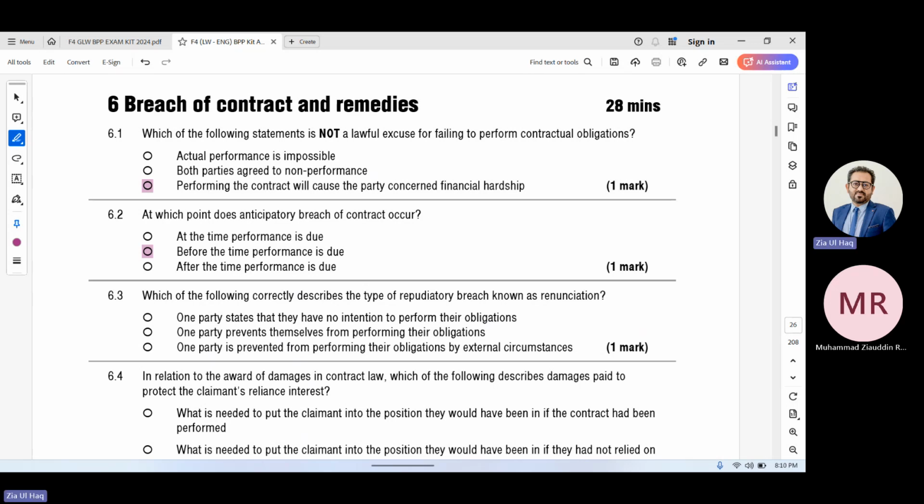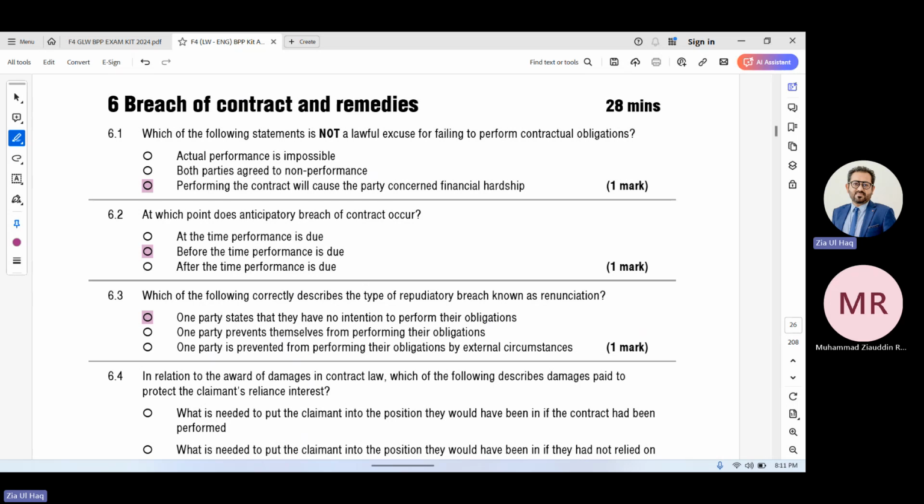6.3. Which of the following correctly describes the type of repudiatory breach known as renunciation? One party states that they have no intention to perform their obligation. Repudiated, cancel the contract by one party: renunciation. One party prevents themselves from performing their obligation? One party is prevented from performing their obligation by external circumstances? No, that is one party refusing to do something. So, no intention to perform.